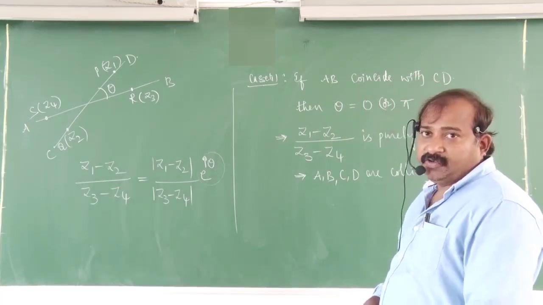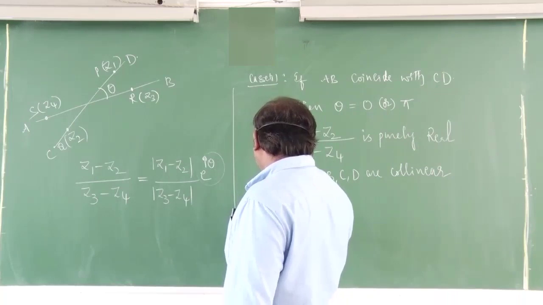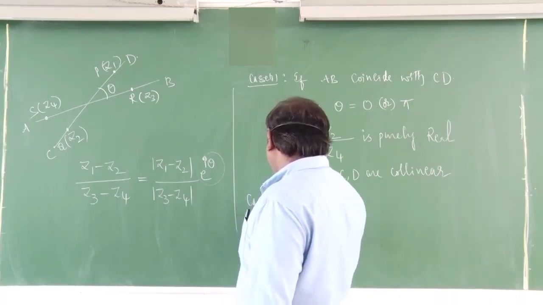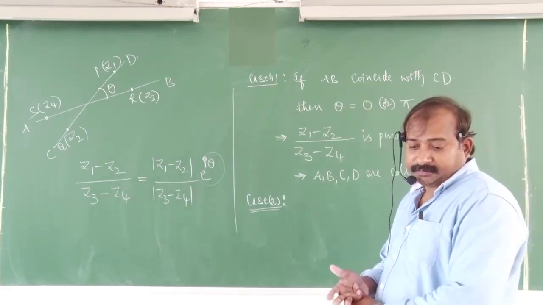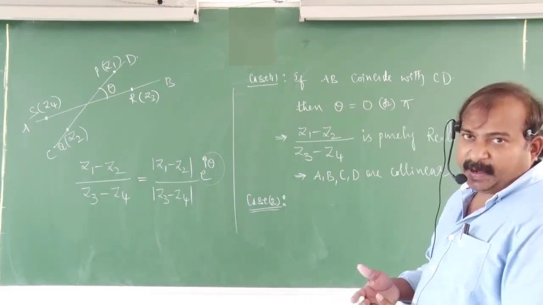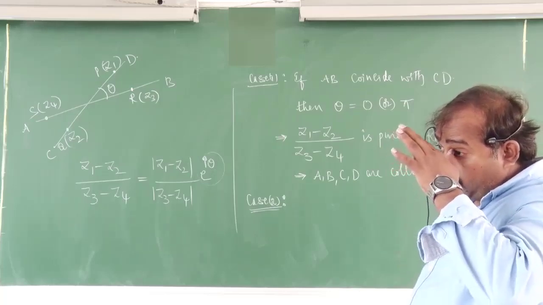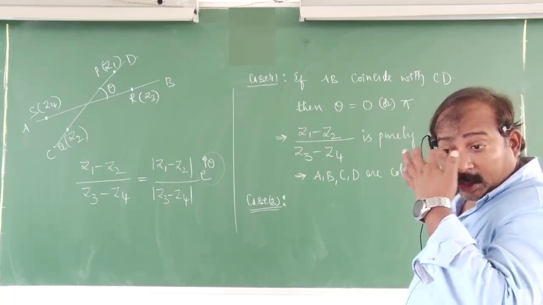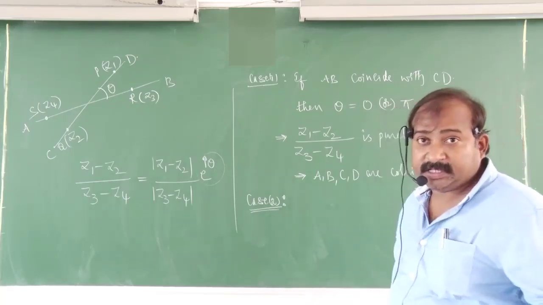Next case, case 2. Case 2 means if they are perpendicular. If they are perpendicular, what will the angle automatically be? Plus or minus pi by 2. Means theta is equal to plus or minus pi by 2.